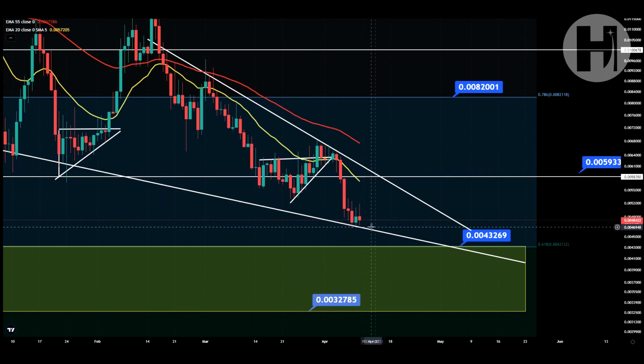So even if you want to get in for a quick little trade, getting in and selling at the 20 EMA is a nice 19% trade. So you can potentially look for that.